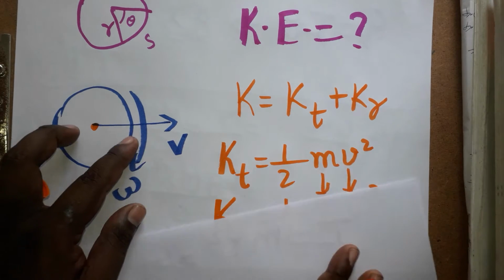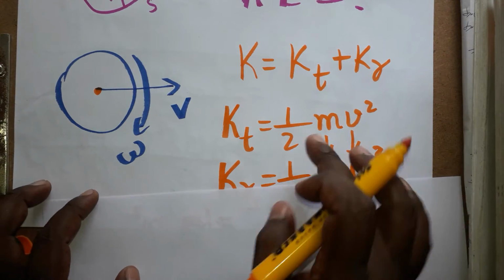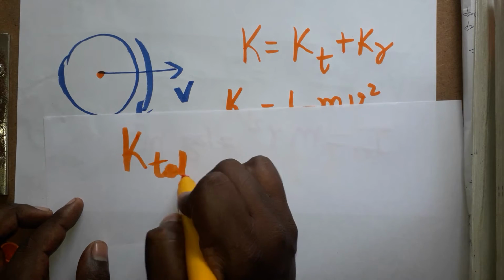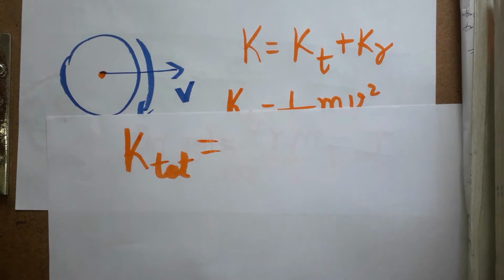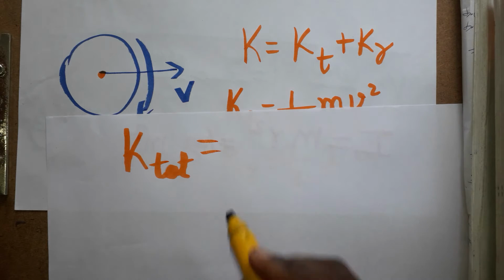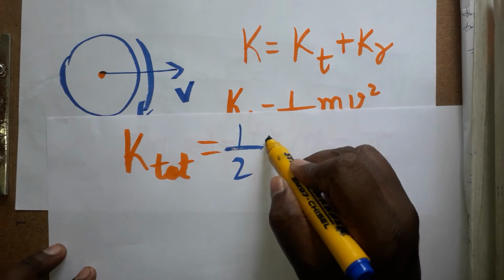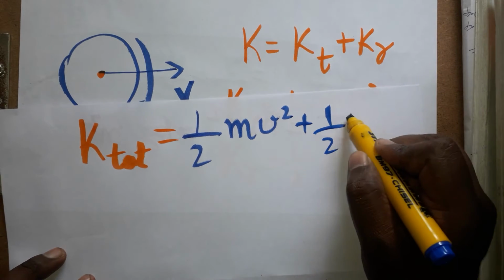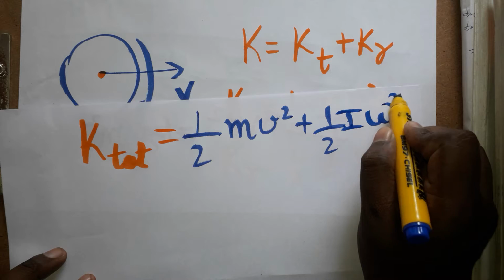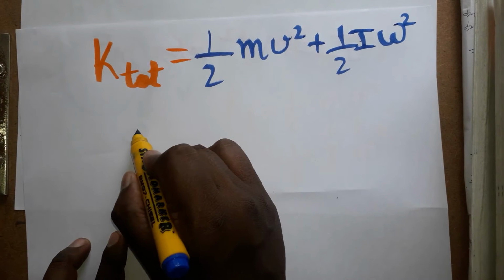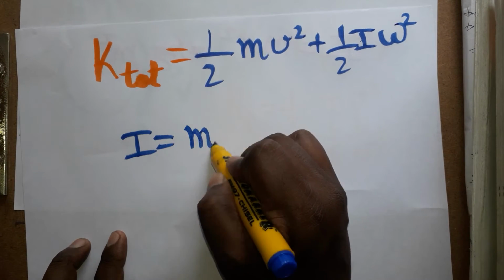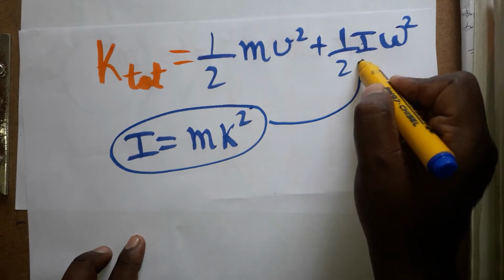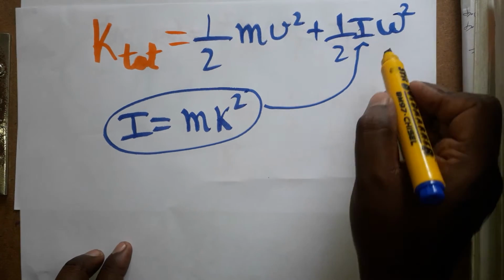Now I am going to add both equations. The total kinetic energy is equal to the kinetic energy of translation, which is half m v squared, plus the kinetic energy of rotation, which is half I omega squared. I is the moment of inertia. Inertia is equal to mass times the radius of gyration squared. So instead of inertia, you can substitute m k squared, where k is called the radius of gyration.